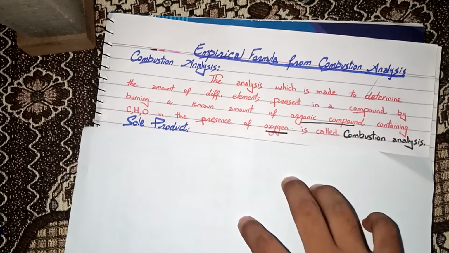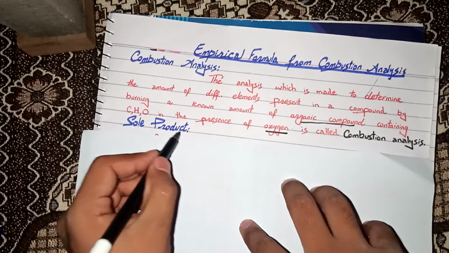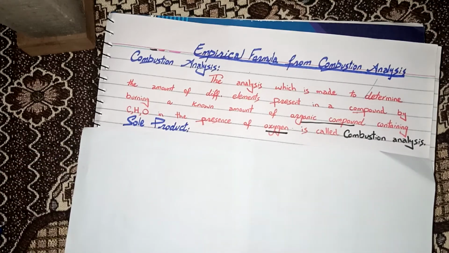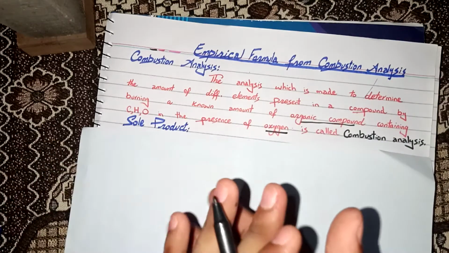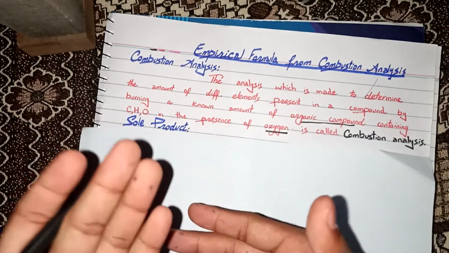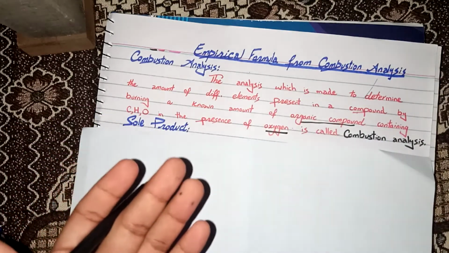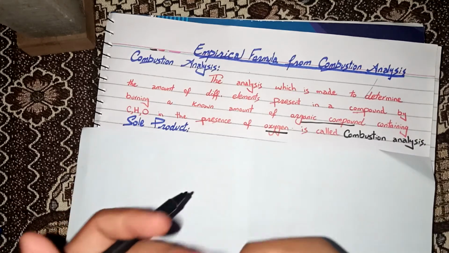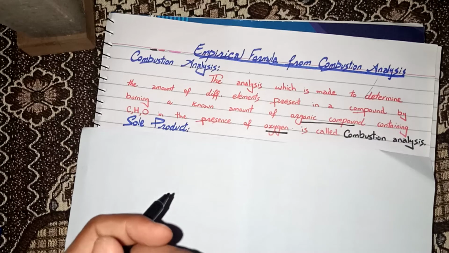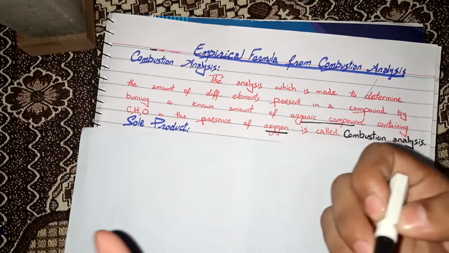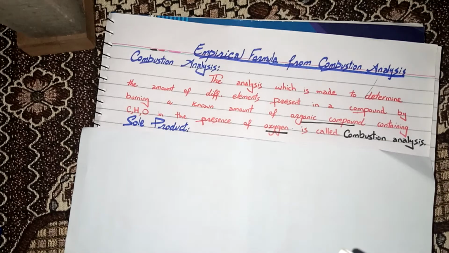Now we discuss its sole products. Sole products means the main products of the process of combustion. The main products, mostly carbon dioxide and water, are what we obtain from the combustion analysis process.